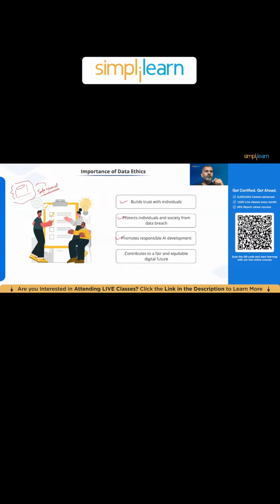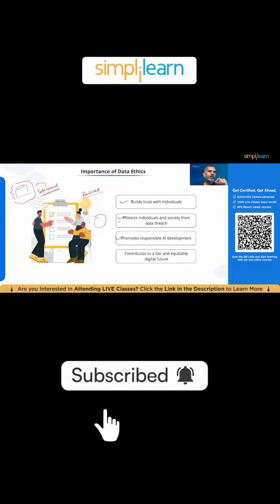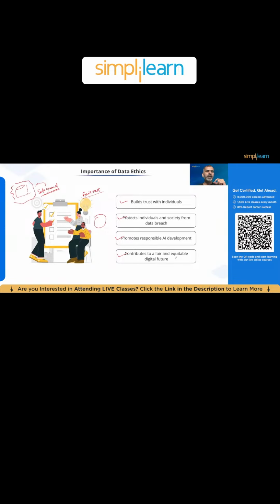Third, it promotes responsible AI development. Whatever the AI models are being trained on, if you are collecting that data with full fairness and transparency, that promotes responsible AI development. The model will not come with any kind of bias. The model will not discriminate against a particular type of individuals. So that also helps you do responsible AI development. And finally, it contributes to a fair and equitable digital future, so everybody is getting an equal chance to move ahead.